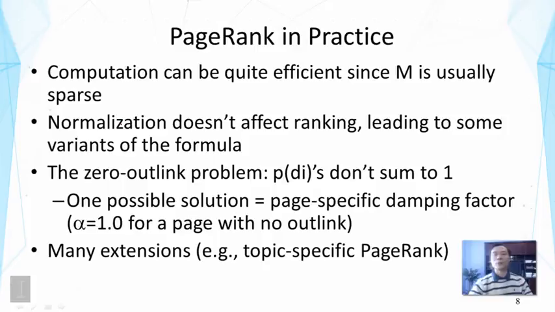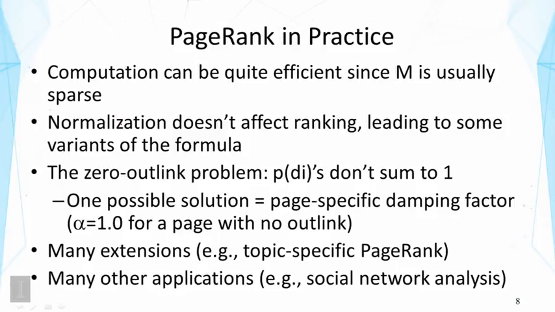For example, if the query is about sports, then we could assume that when it's doing random jumping, it's going to randomly jump to a sports page. By doing this, we can bias the PageRank to a topic like sports. And then if you know the current query is about sports, then you can use this specialized PageRank score to rank documents. That would be better than if you use a generic PageRank score.